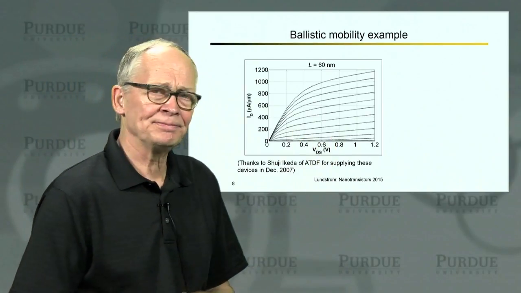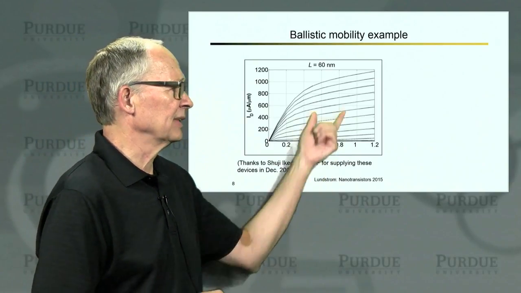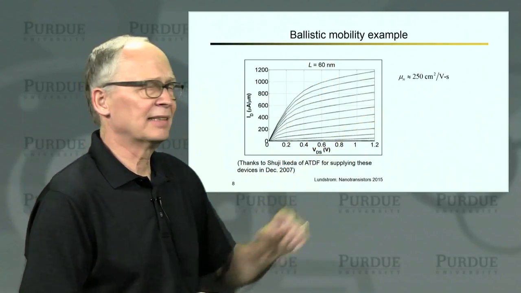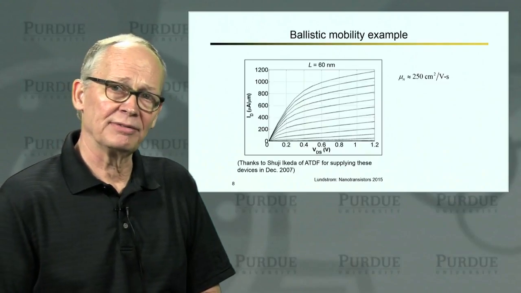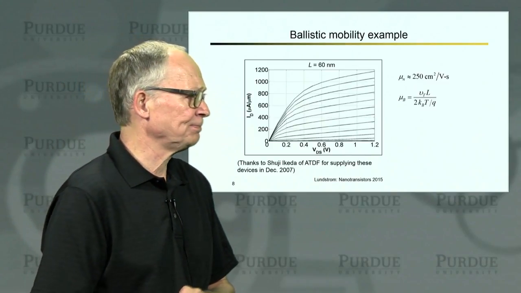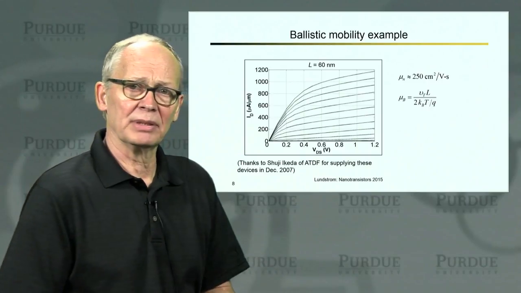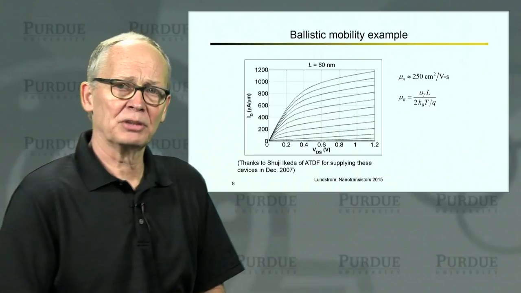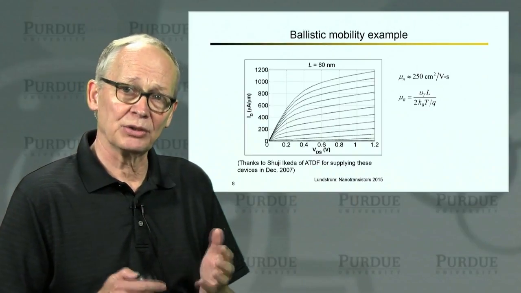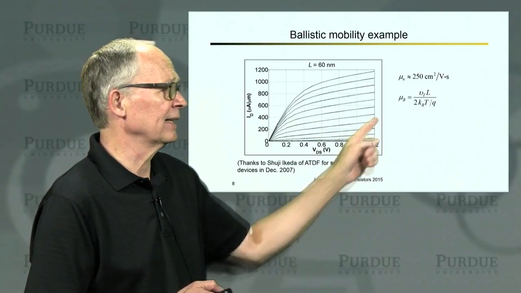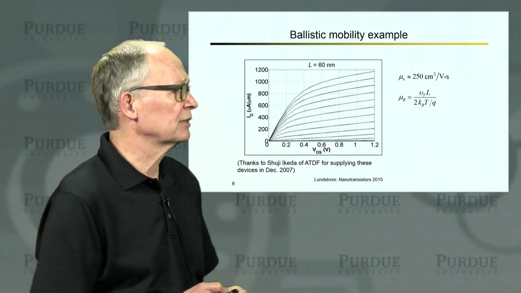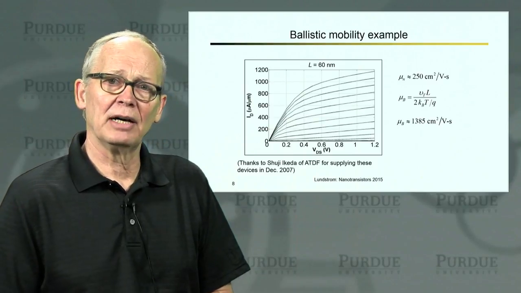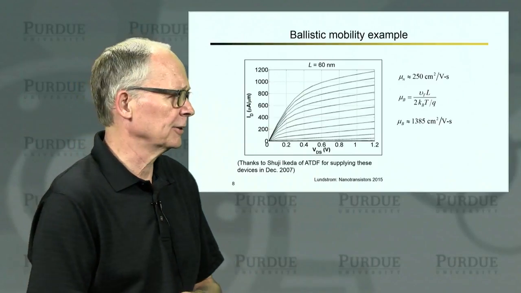Here's a quick example. Here's some IV characteristics of a 60 nanometer channel length MOSFET. This particular device has a real mobility of about 250 centimeters squared per volt second. Let's see if we can calculate the ballistic mobility. We know all of the terms. The unidirectional thermal velocity for silicon is about 1.2 times 10 to the 7th centimeters per second. kT over q is 0.026 volts. L is 60 nanometers. Put numbers in and we get a ballistic mobility of almost 1400.